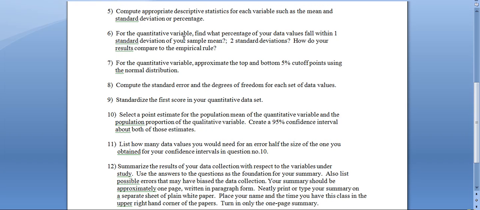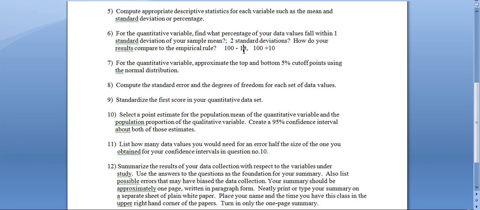For number 6, it says find what percent of your data values fall within 1 standard deviation and then 2 standard deviations. So, for example, let's say that your mean was 100 and your standard deviation was 10. You would take 100 minus 10 for your lower limit, and 100 plus 10 for your upper limit. So this would range from 90 up to 110. That's within 1 standard deviation.